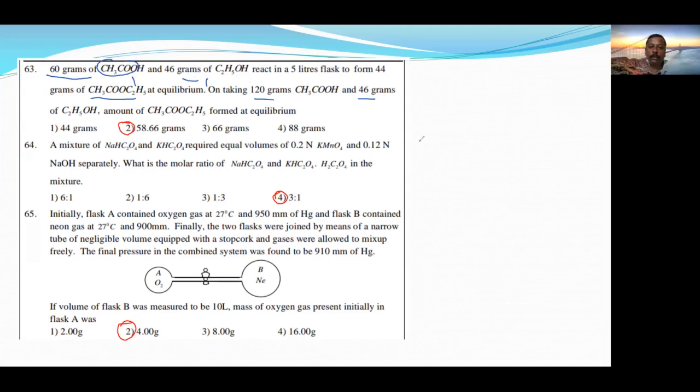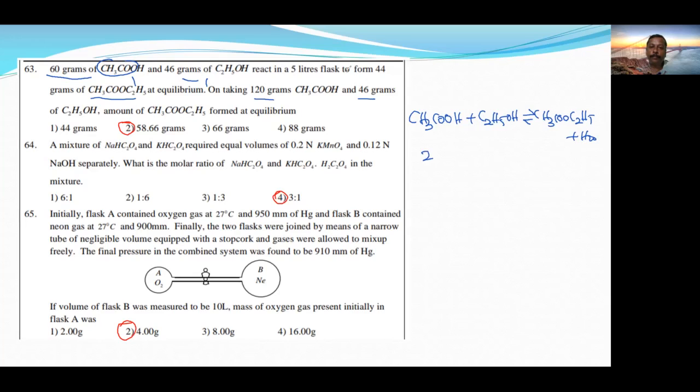Okay. So let us write the equation, then automatically you will get the Kc. Once you get the Kc, you substitute the other reactants, then you will get the equilibrium value. Is that clear? So CH3COOH plus C2H5OH, values are confusing but very fascinating, gives CH3COOC2H5 plus H2O.